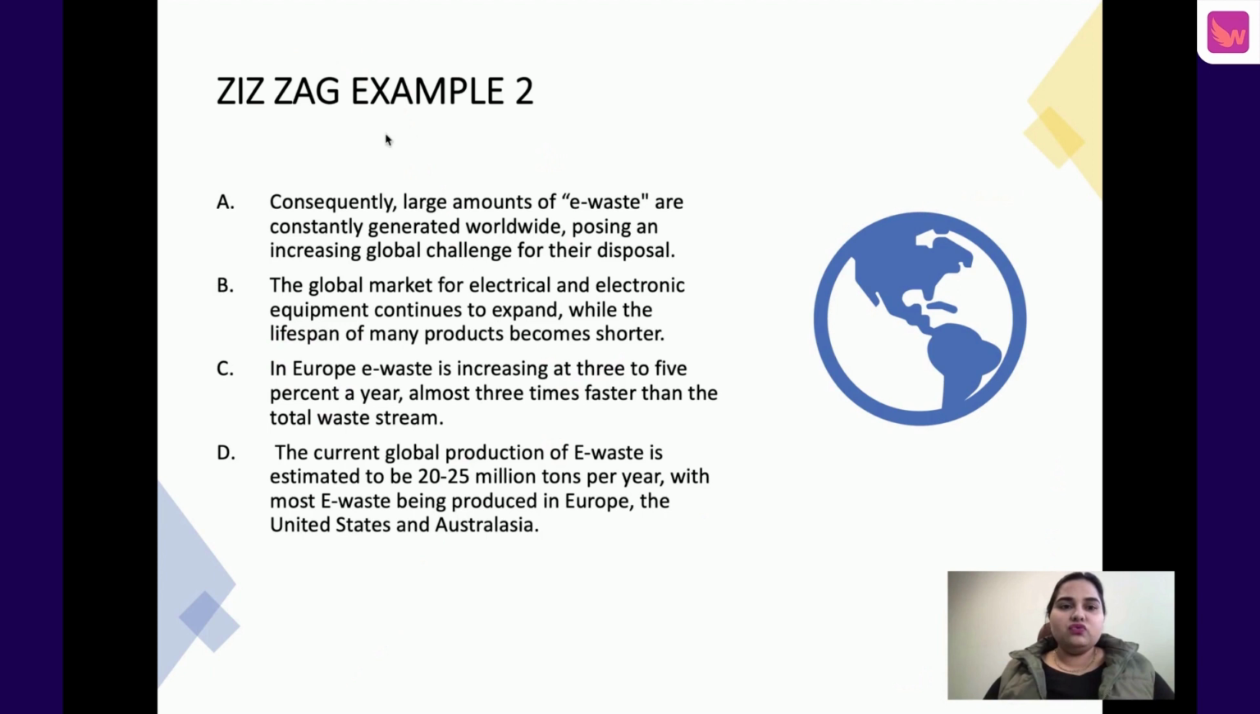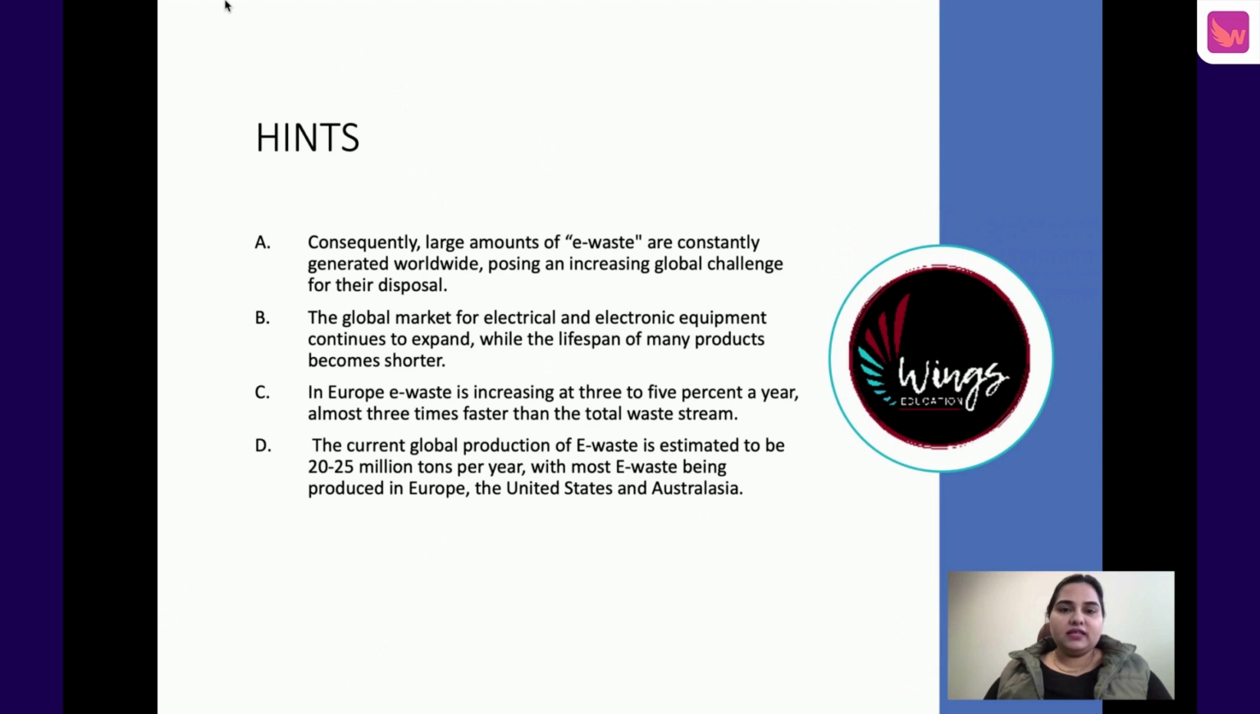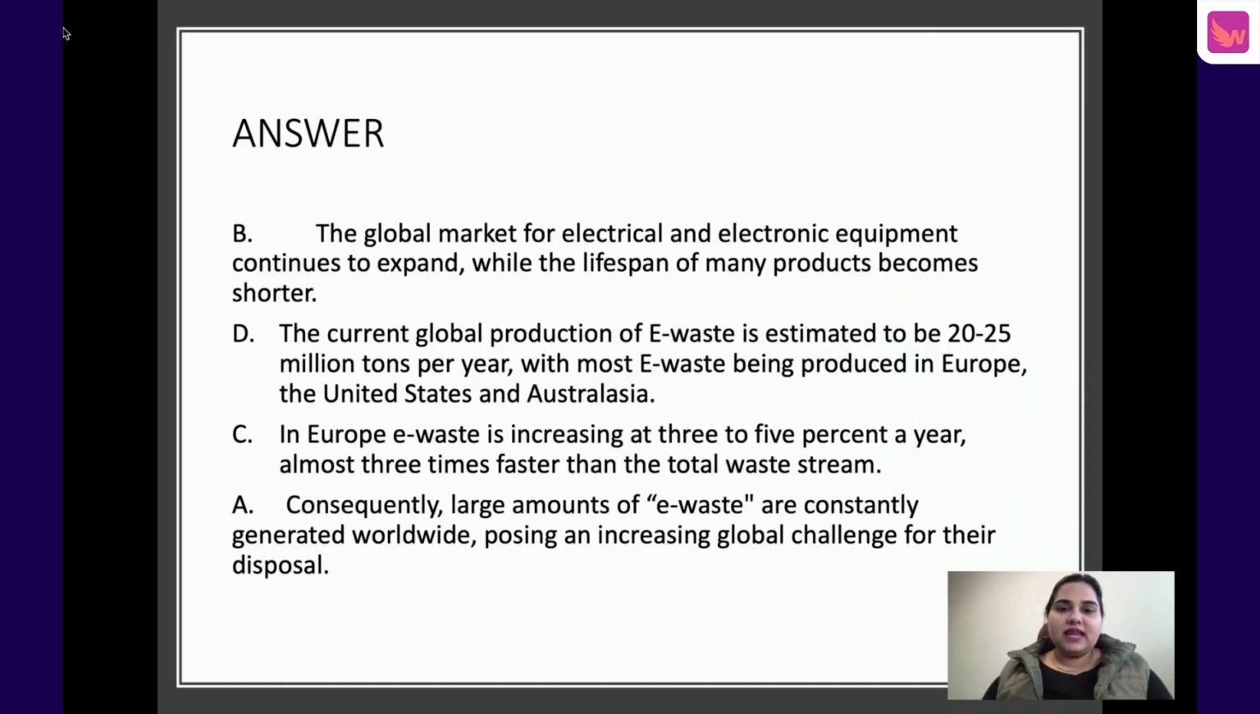The next rule is the same zigzag example rule, where you have to do it by yourself. Just have a look over it. You'll find that the term products and then the term current global production in the next case are acting as a zigzag pair, whereas Europe in the C sentence is at the beginning and in the D sentence it's at the end. So again, my D and C work as a pair.